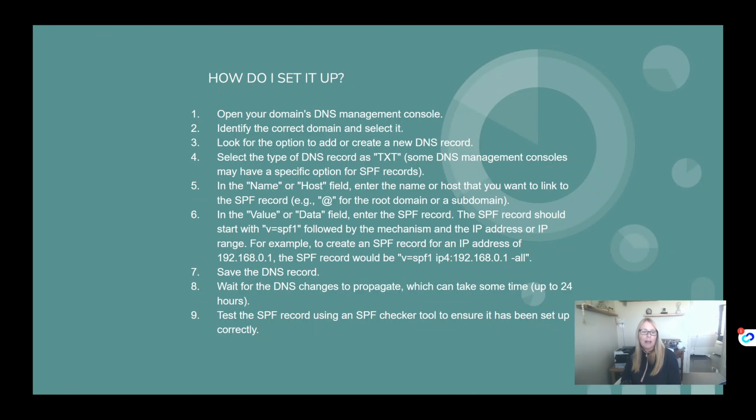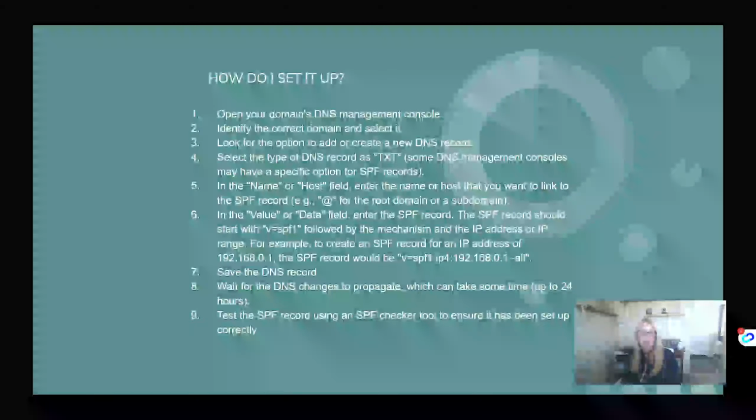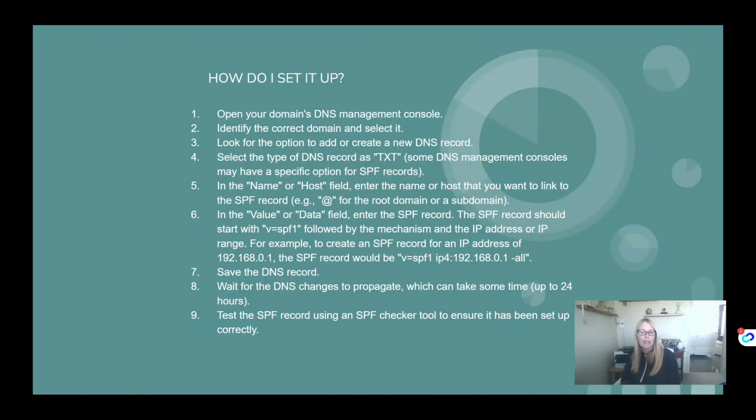So how do I work that out? Well, your SPF records will always start with v=spf1, followed by the mechanism. So the mechanism would be ip4 and the IP address that you are using to send those emails from. So your SPF record would look like v=spf1 ip4: your IP number, and then -all. When that is put into your DNS record and you save it, you'll then be able to test that record to make sure that you've got it set up correctly.